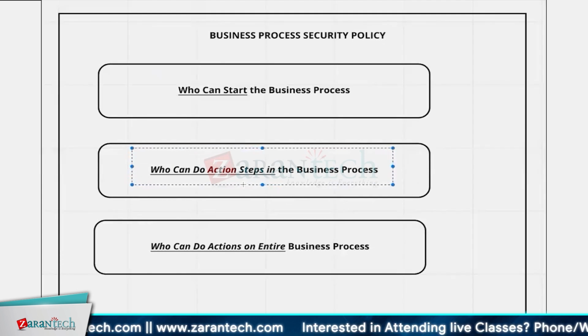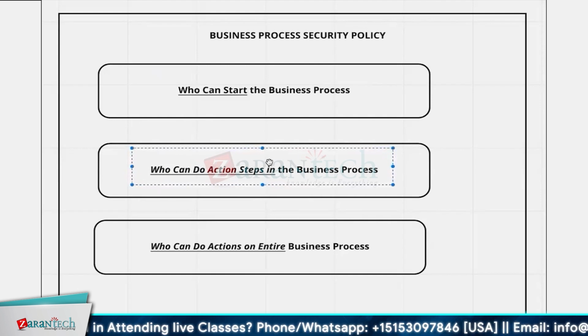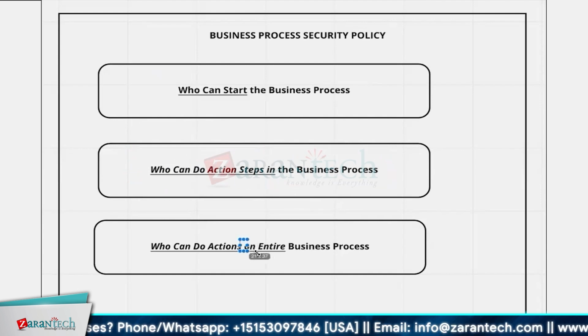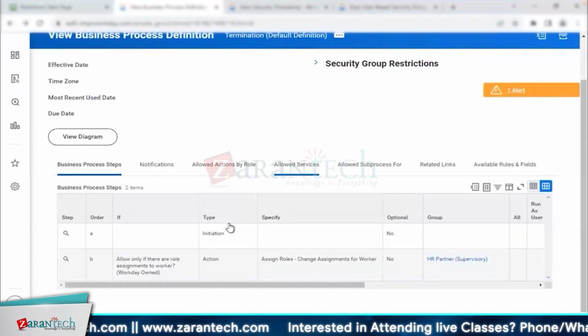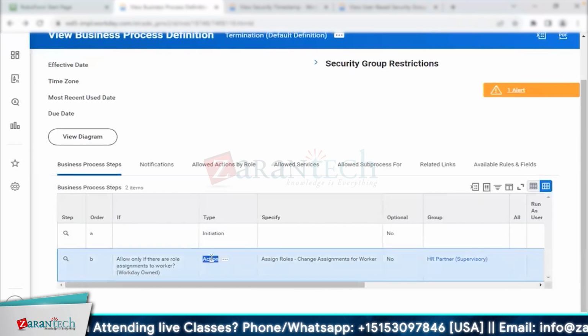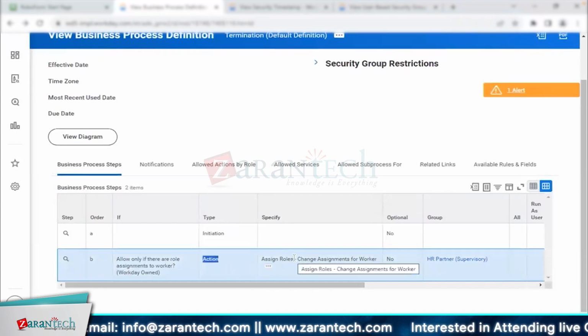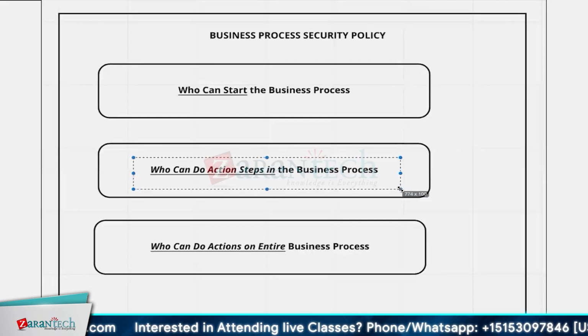So if you just read the line here, who can do action steps in the process? The previous one was on the entire. In the process means whatever steps we have within a process. So you see there are a few steps here. Oh, there's only one, like action step. So this is a step within the process. So to define the security of that, we have a separate segment which takes care of that. Who can do action steps in the business process?